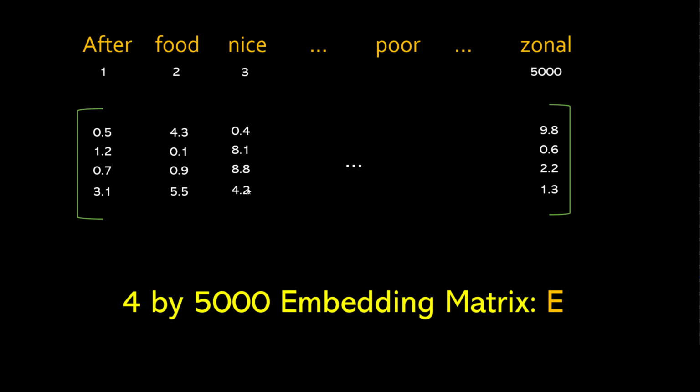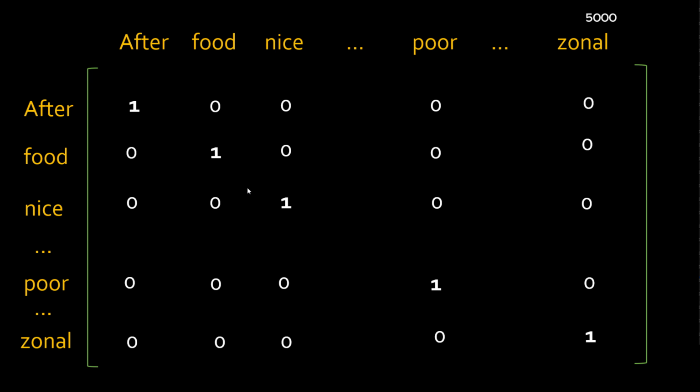So eventually your goal is to come up with this 4 by 5000 embedding matrix, also known as E. The first thing you need to do is come up with a one hot encoded vector. You all know about one hot encoding already, where for "after", this row is the one hot encoded vector, where there is 1 here and the remaining numbers are 0. Similarly for "food", 1 is here and the remaining numbers are 0.